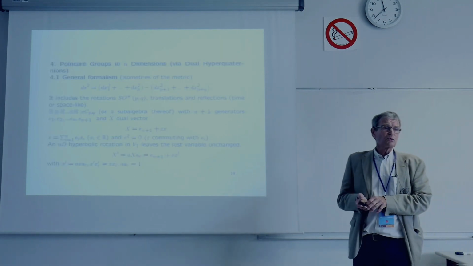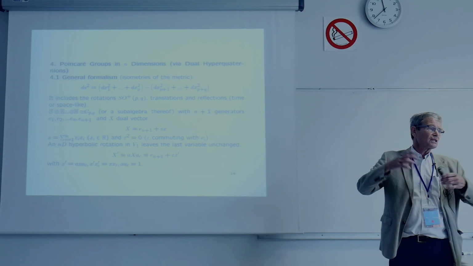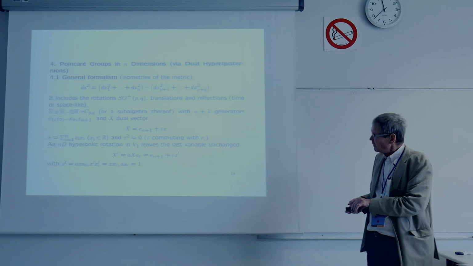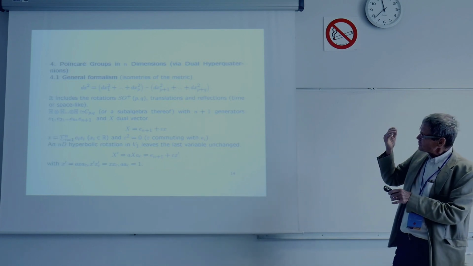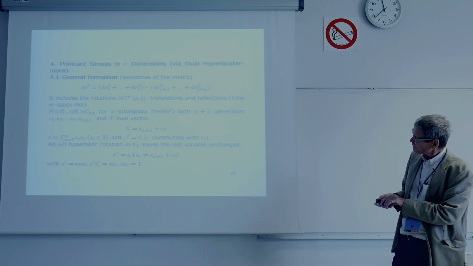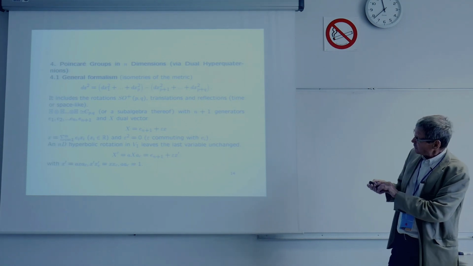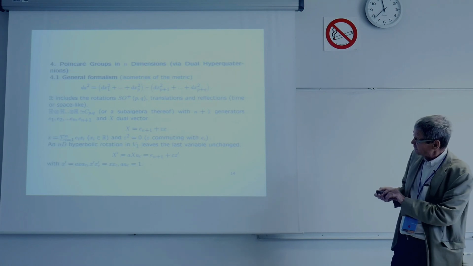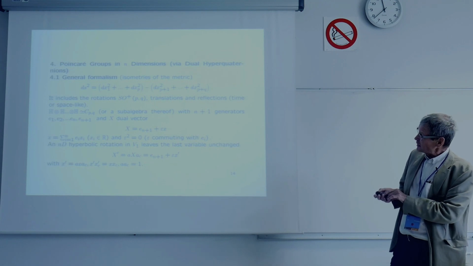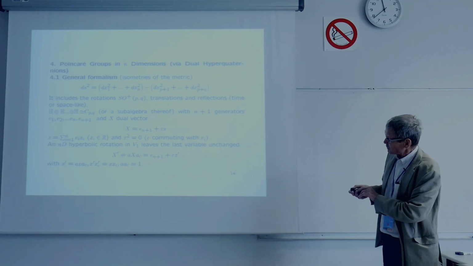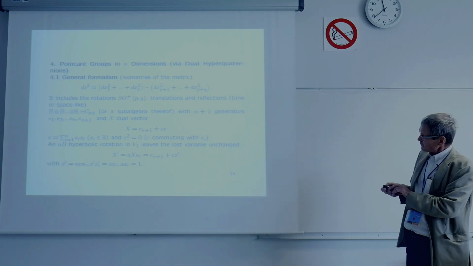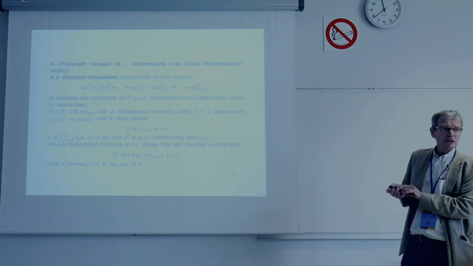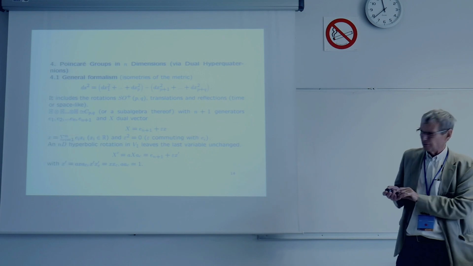Let's go on now to the Poincaré groups. Much of physics is just a representation of the Poincaré group. Here we introduce dual hyperquaternions. So we start from a general hyperquaternion, a certain hyperbolic matrix. The Poincaré group includes the rotations, which we have just spoken of, translations and reflections, etc. We are going to deal only with the rotations and translations.